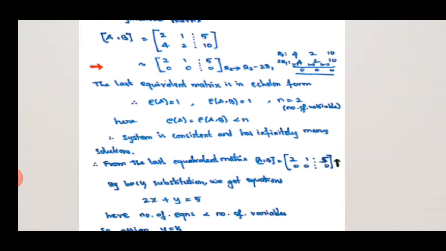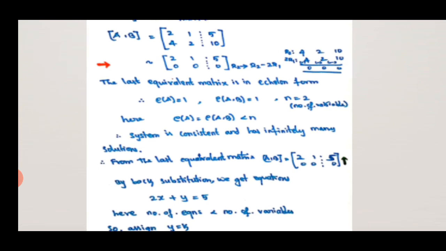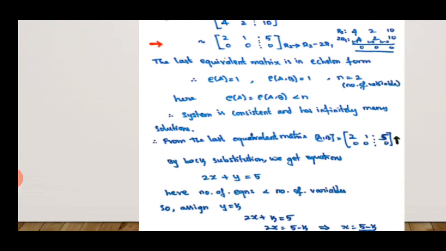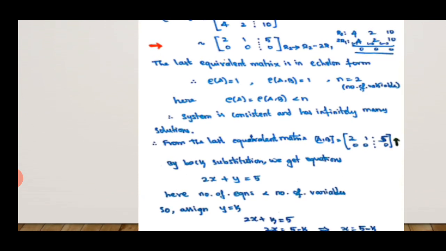So what is R2 entry? 4, 2, 10. And 2R1 means multiply 2 in the first row. So 2 into 2, 4. 2 into 1, 2. 2 into 5, 10. So while subtracting we get 0, 0, 0. So this time the last row fully we got 0, and we got echelon form also. You can see the red color arrow mark thing, and this matrix is the last equivalent matrix. Hereafter you cannot reduce this matrix to any other form by using transformations. So this is the last equivalent matrix which is in echelon form.